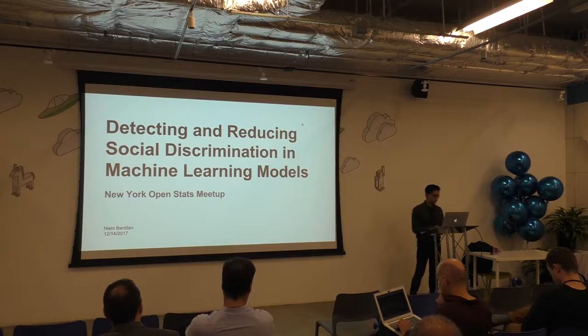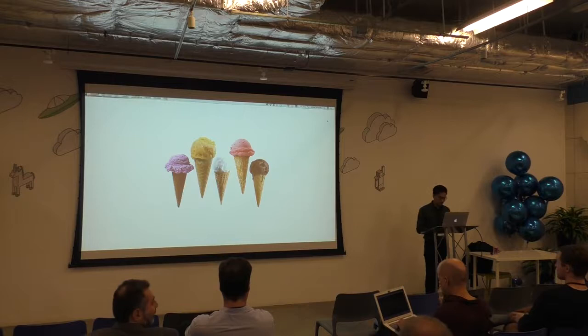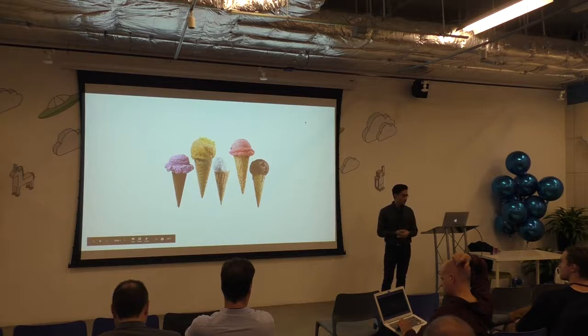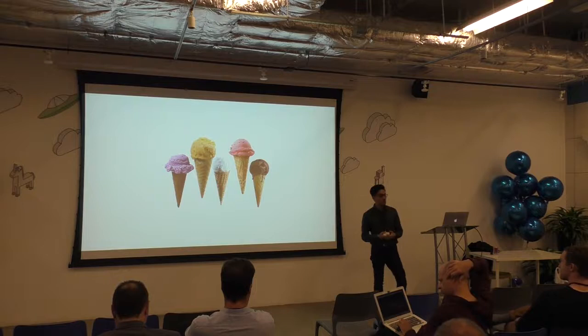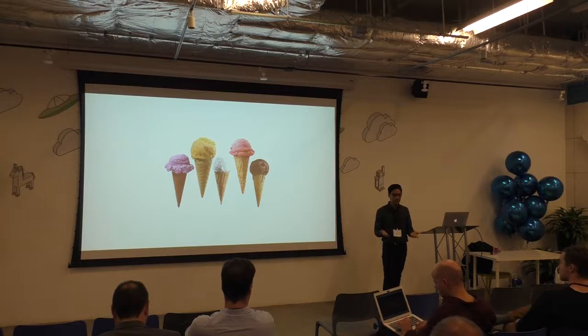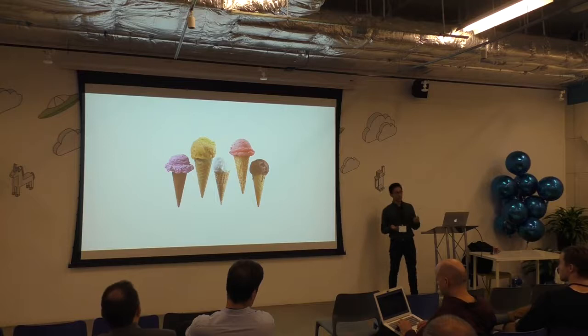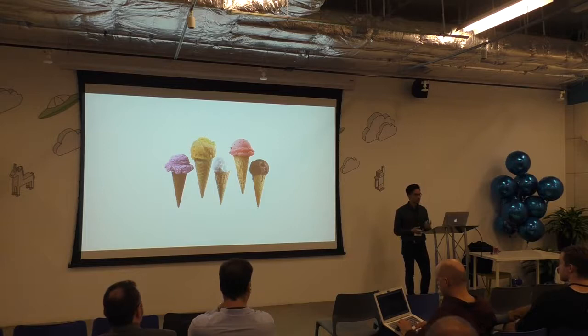Cool, so what does bias have to do with ice cream? Just making sure this is the right slide deck. Okay, sweet. Well, bias has many meanings. In statistics it means a particular thing, and in a colloquial sense it means another thing. In a colloquial sense, it's simply a preference for or against something. Simply put, I like vanilla ice cream, you like chocolate ice cream, and there's no real issue with that, unless someone can think of something.